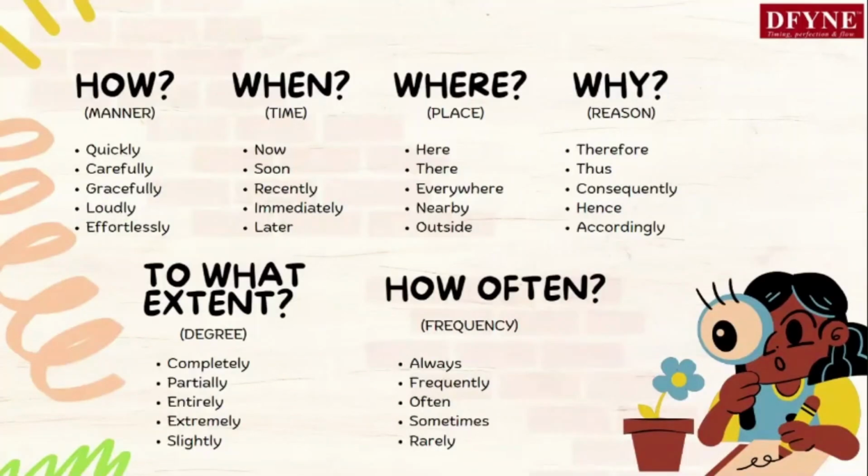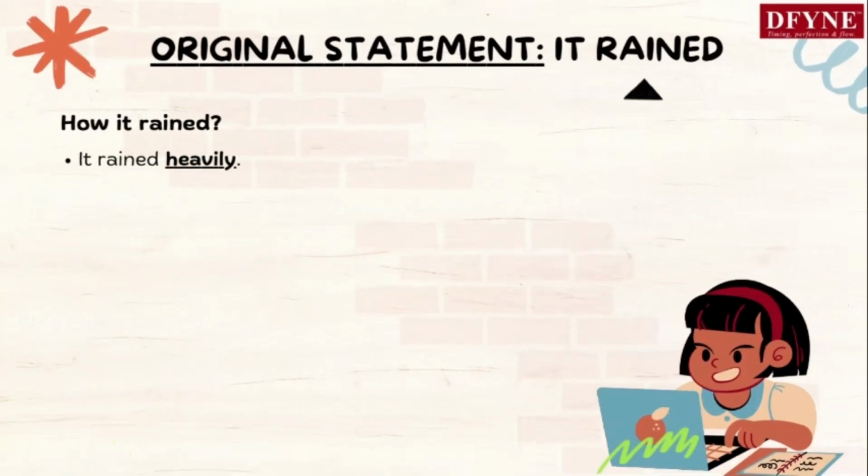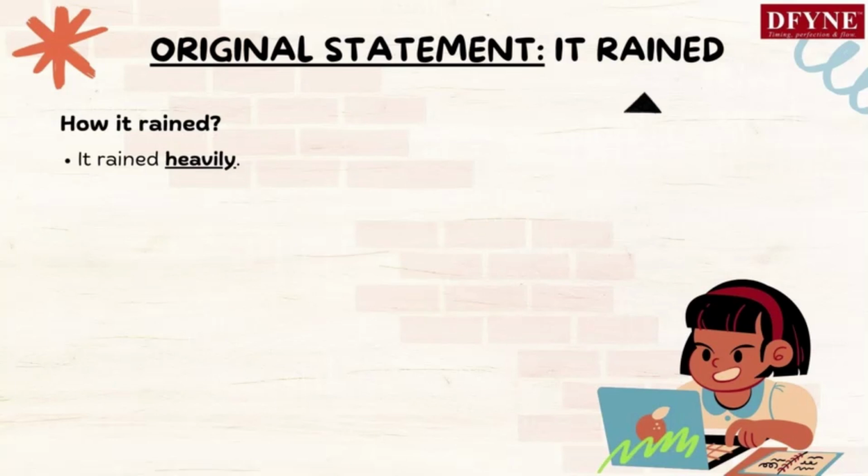Shown here are words that represent each type of adverb. Now, let's take a sentence and add adverbs to it, as grammatically correct as possible. We will discuss if there is a discrepancy. We will start with the statement, it rained.